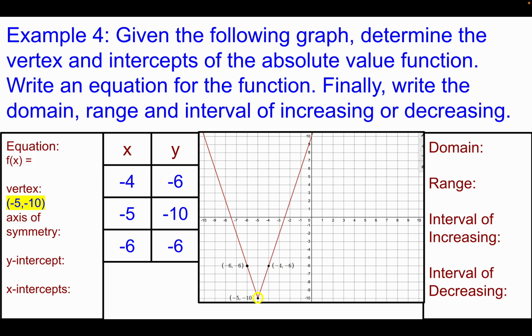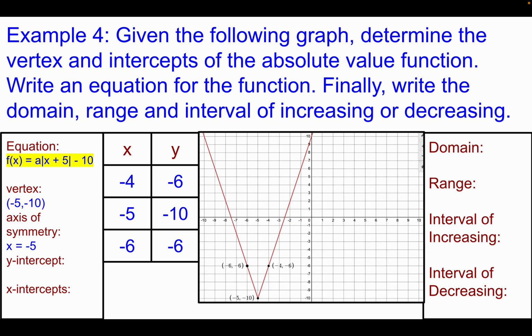(-5, -10) is my vertex. So my axis of symmetry is at x equals -5. This is the general form of an absolute value equation. So now I'm going to put in my vertex for h and k. So I'll end up with, sorry, f of x equals a times the absolute value of x plus 5 minus 10.